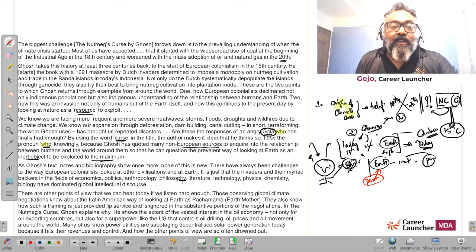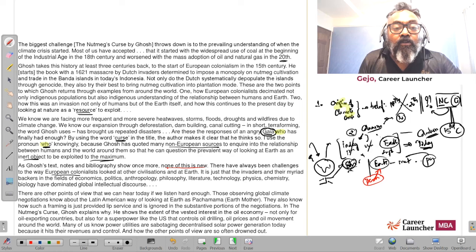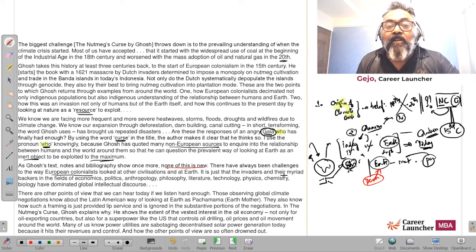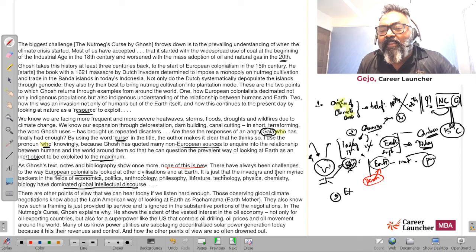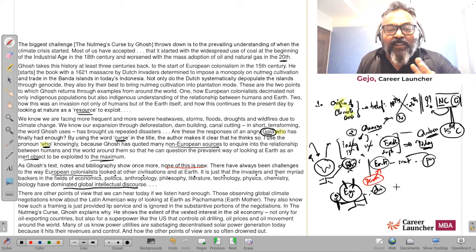As Ghosh's text, notes, and bibliography show once more, none of this is new. There have always been challenges to the way European colonists looked at other civilizations and at Earth. It is just that the invaders and their myriad backers in the fields of economics, politics, anthropology, philosophy, literature, technology, physics, chemistry, biology have dominated global literature. It's about Europeans, evil European people who want to dominate, want to kill, looking at Earth as something that needs to be exploited. Poor Earth is sitting there while we exploit it. That is what is being said.